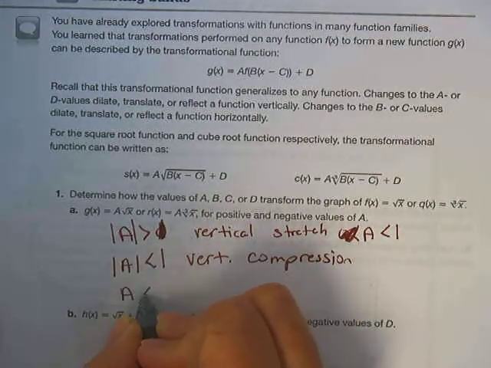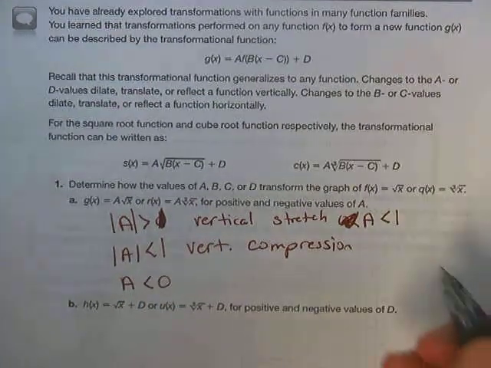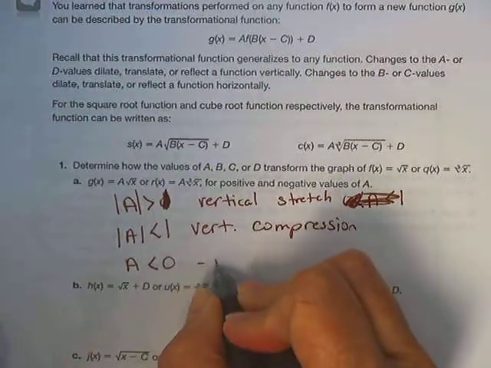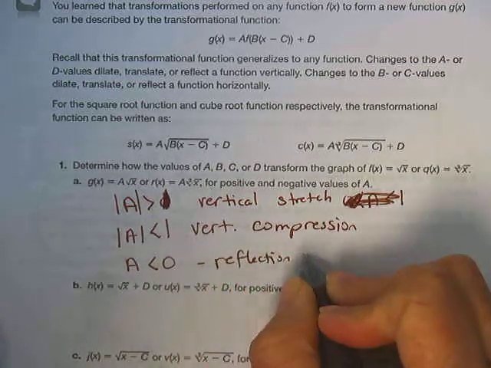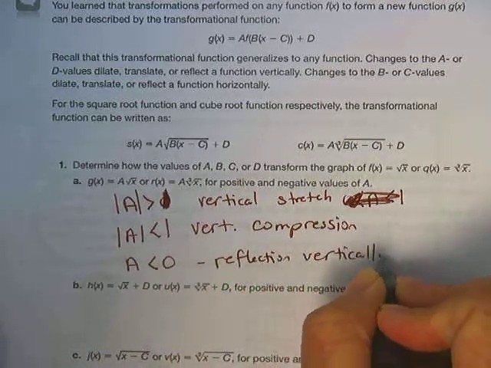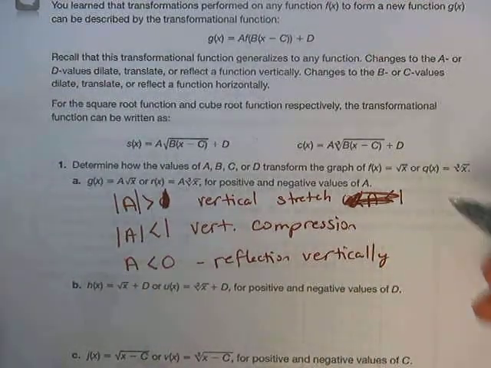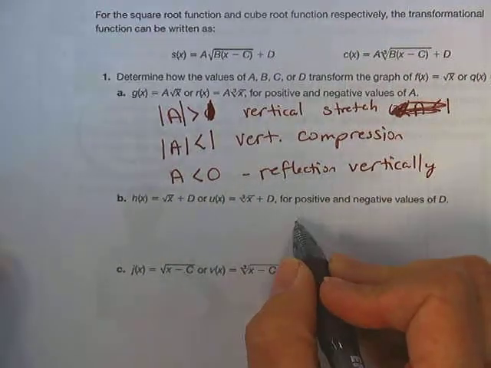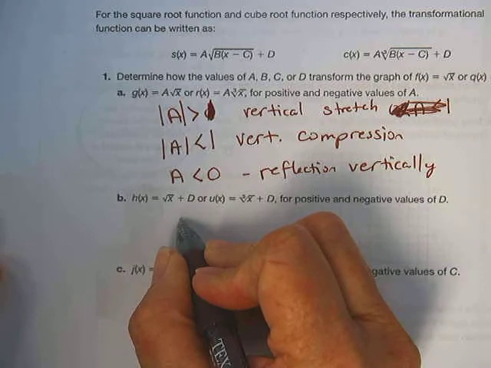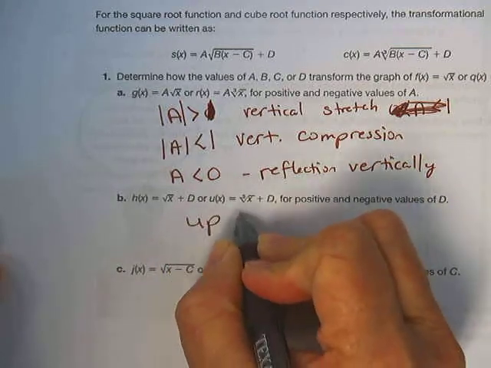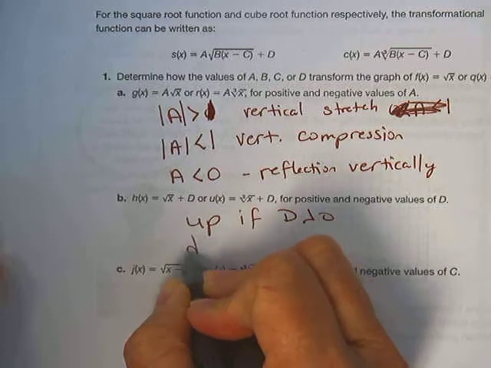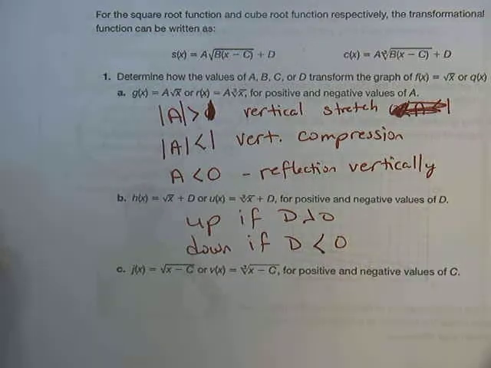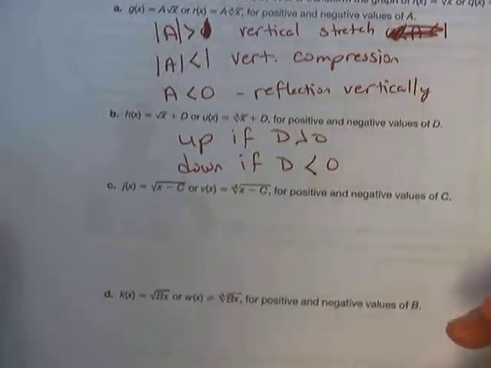If a is less than 0, what happens to our function? Just like all the other function families, this caused a reflection vertically. So remember, it just flips over that x-axis. How about for values of d? What does that cause to happen? D causes it to move up if d is greater than 0, or down if d is less than 0. Again, the same thing we've seen in previous function families.